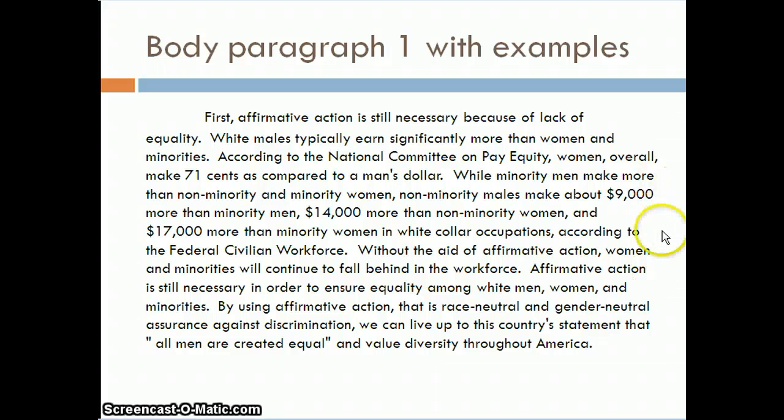So we can see here that the evidence in this first body paragraph is data. We have some data, some facts to support the thesis. So in this case, the data shows how there is not equality in terms of the amount of earnings that different groups of people make.